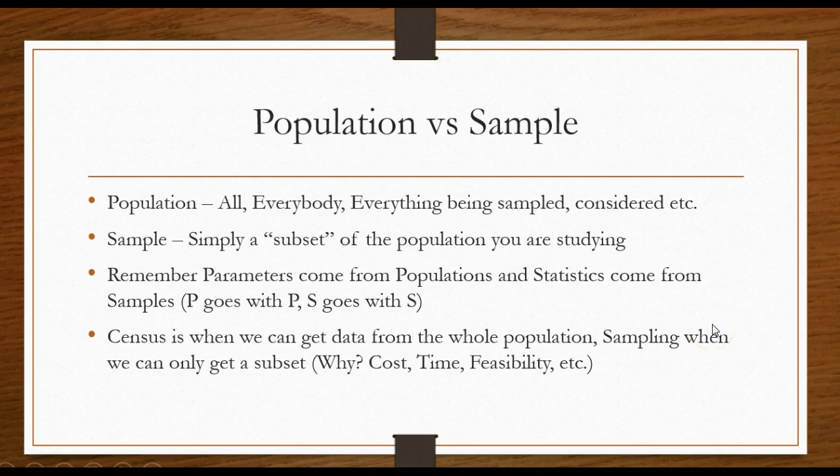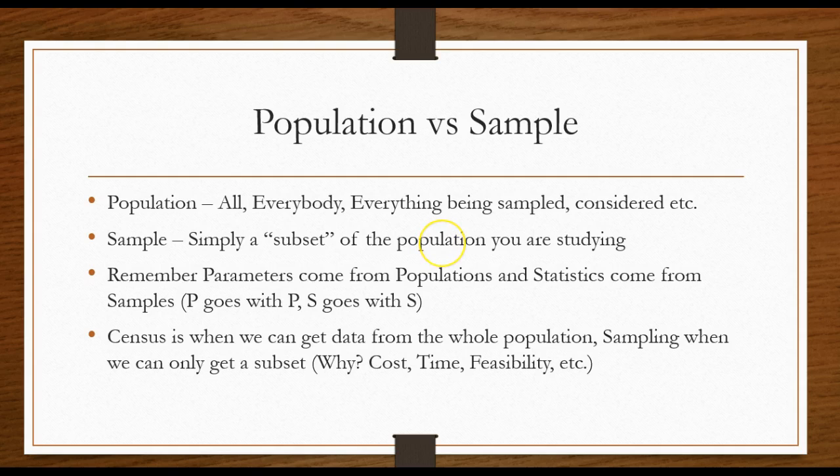Population versus sample. Remember that when we talk population, we're talking all, we're talking everybody, we're talking everything being sampled, considered, everybody, all right? A sample is simply a subset of the population you're studying. Remember that parameters come from populations and statistics come from samples. P goes with P, S goes with S.